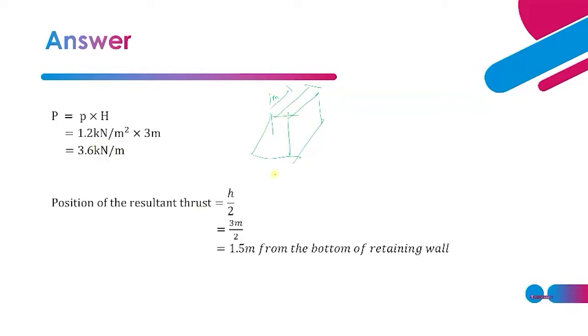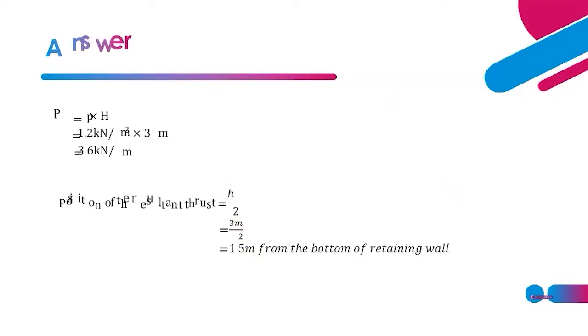Position of the resultant thrust, I explained before. Because it's going to be uniform, the position that we're going to take is at the center. So the center is going to be here, exactly in the middle. When it's in the middle, 1/2 times H, you get H over 2. 3 meter height divided by 2 gives 1.5 meter from the bottom of the retaining wall.